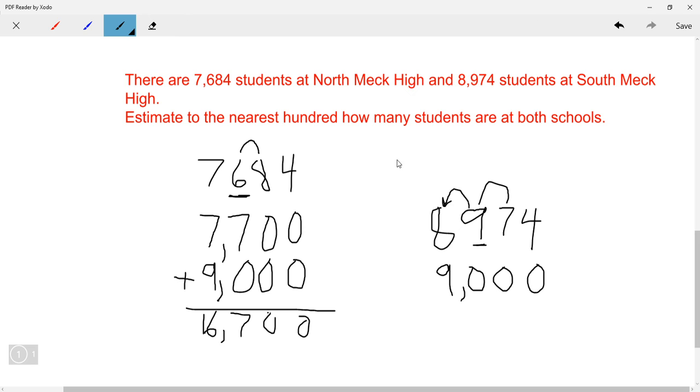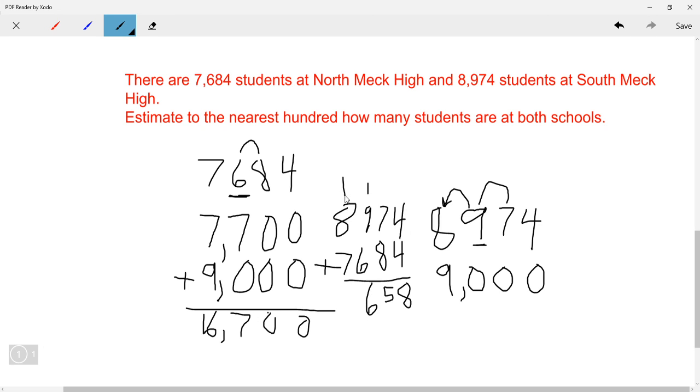Now the actual answer, to show you how close it is to it, 8,974, 7,684. We can just add these up. Standard algorithm. 4 plus 4 is 8. 7 plus 8 is 15. Carry the 1. 9 plus 6 is also 15. Plus 1, 16. 7 plus 8 is 15. So then this is 16,658. So that is actually 42 off of this.